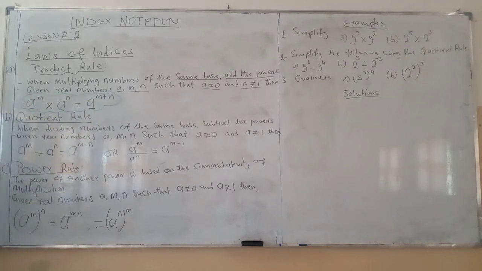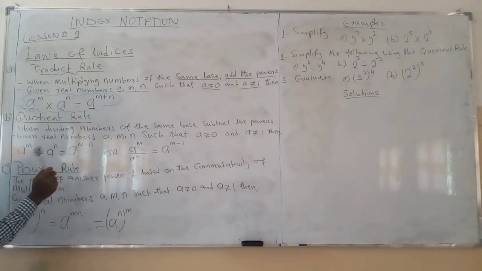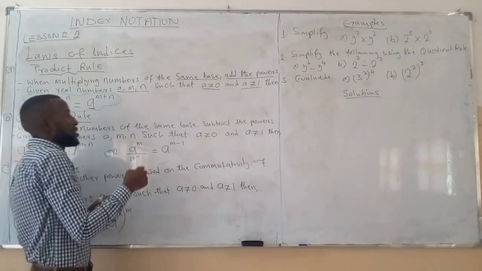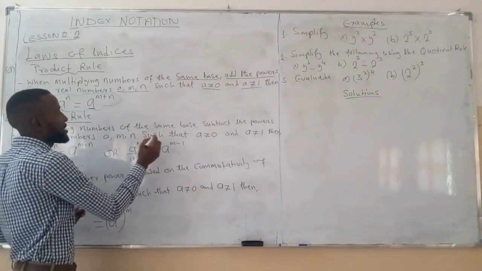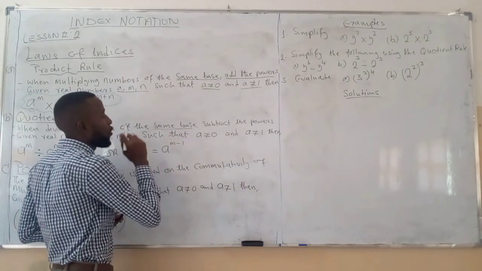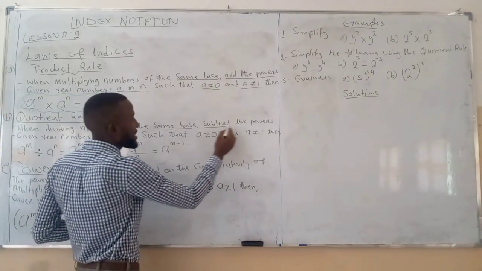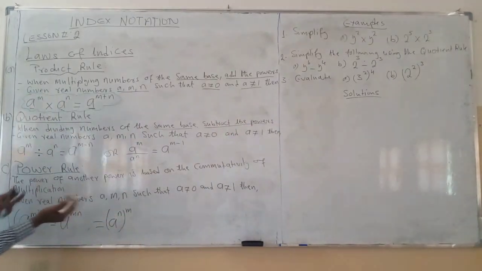It is very important. Now let us go ahead and look at another one, which is the quotient rule. Quotient rule simply means division. So here, what they are simply saying is: when dividing numbers of the same base, what should you do? Subtract the powers.